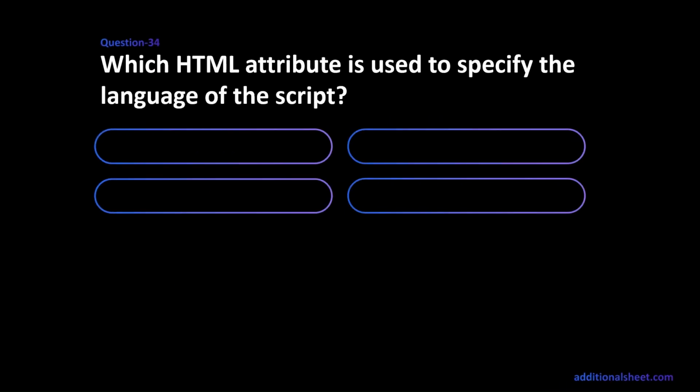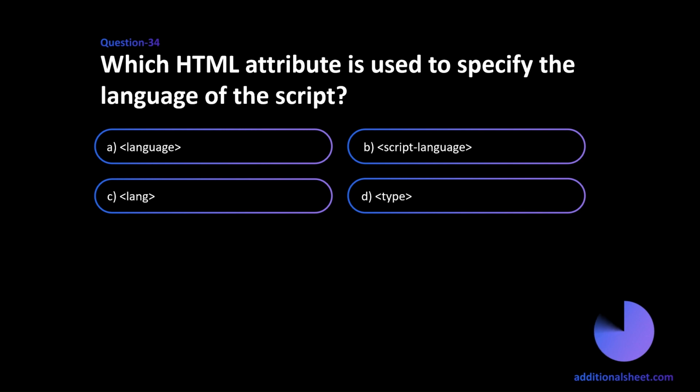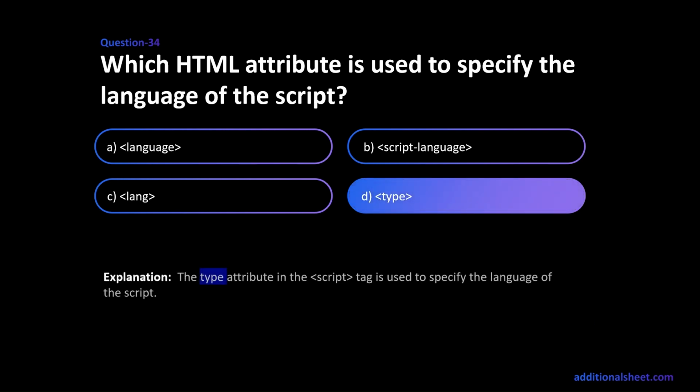Q34. Which HTML attribute is used to specify the language of the script? Options are A. Language, B. Script language, C. Lang, and D. Type. The correct answer is option D. The type attribute in the script tag is used to specify the language of the script.